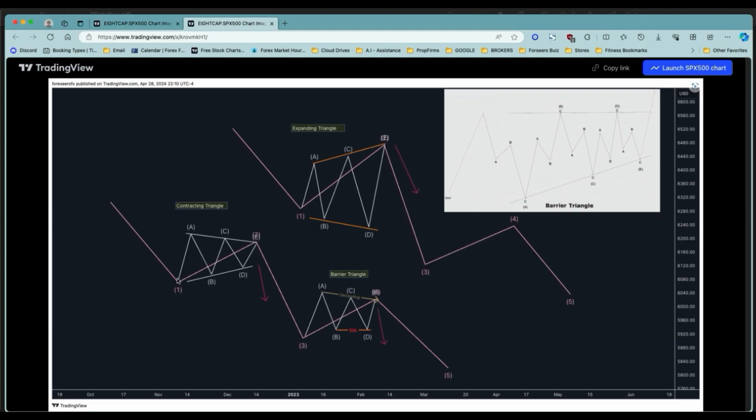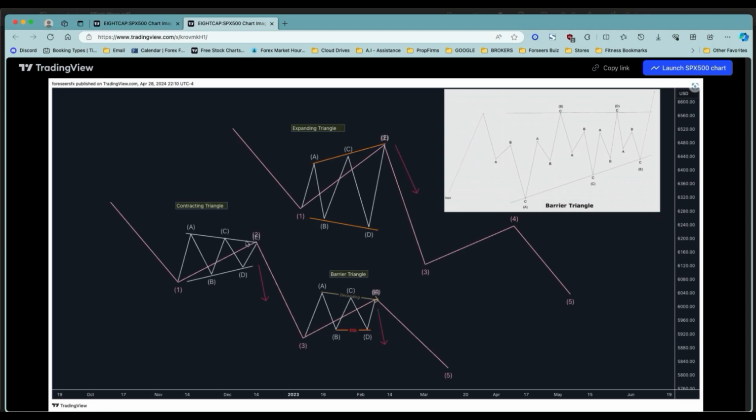So again, you have A, B, C, D, E. But inside of them, what do you have? A, B, C, A, B, C, A, B, C. I know it can be a little confusing, but let me put it to you this way. Let's say the pink right here is the 4-hour time frame. Let's say the corrective wave, what you're looking at, A, B, C, D, E, is the 15-minute.